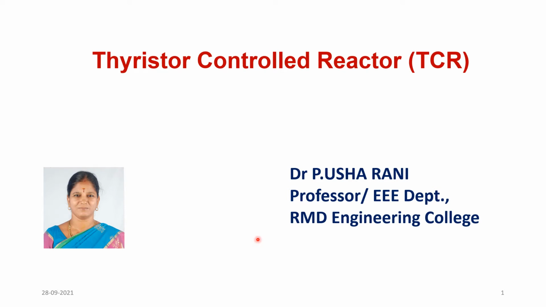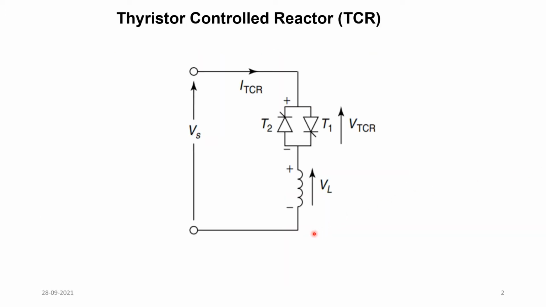Now I'm going to brief about thyristor controlled reactor, which is one of the FACTS devices, static VAR compensator part. The circuit diagram of thyristor controlled reactor consists of two anti-parallel SCRs and one inductor, which is connected across the supply.